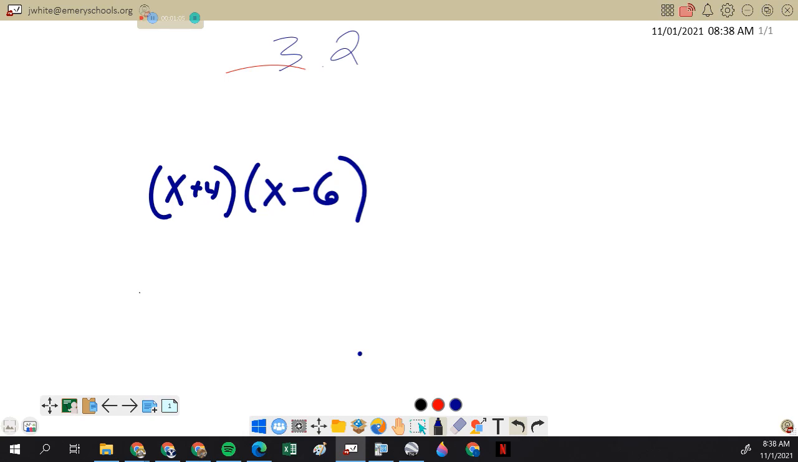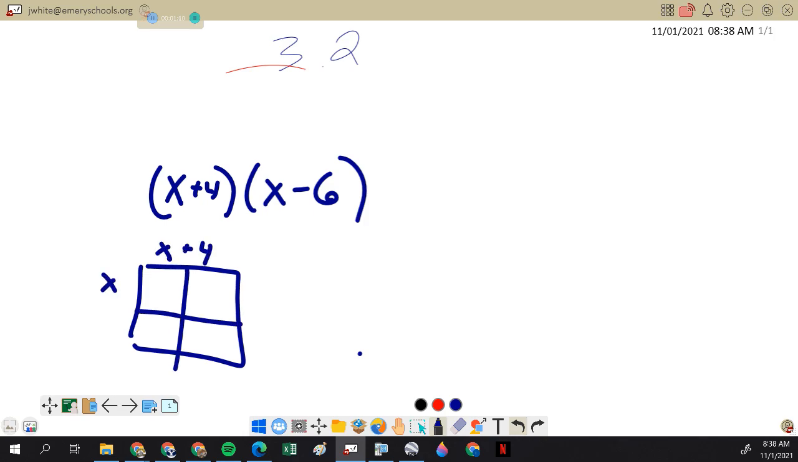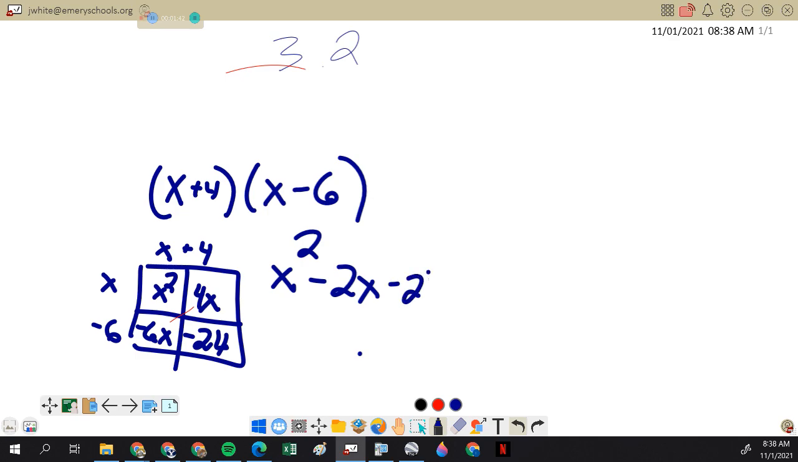So I want you to draw a box and put x plus 4 on one side and x minus 6 on another. And then every square is just the product of the row and column that it resides in. So this one would be x times x, which is x squared, 4x, negative 6x, and negative 24. And the nice thing about the box is you're not going to skip any multiplication, and the diagonals will have common terms. So we have an x squared, and then the middle diagonal ends up being minus 2x, and then minus 24.